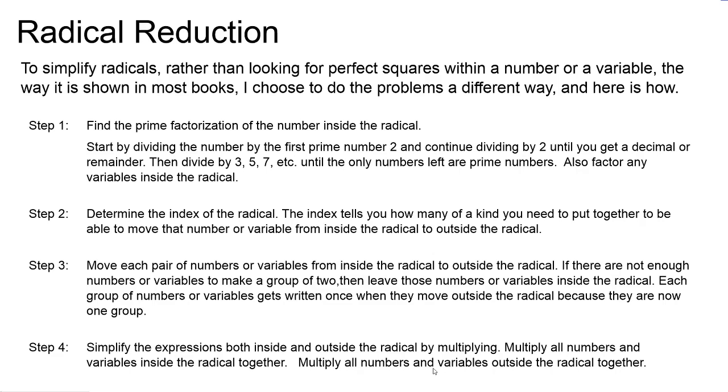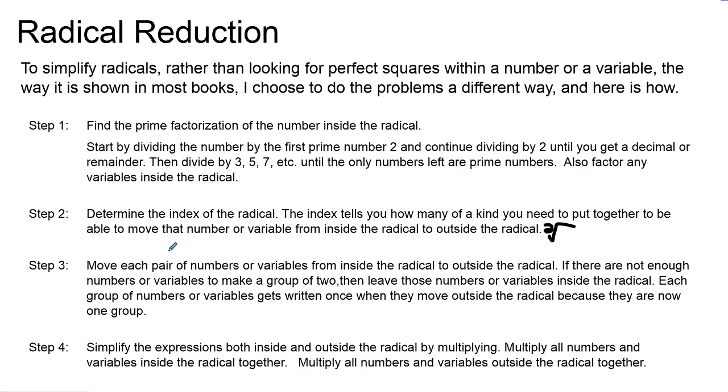Step 2. For our purposes, every single radical is going to be index 2. We're always going to be taking the square root while we're doing this, okay? So it's not too big of a step. You just need to confirm that you're working with a square root. What happens is that power of 2, that index of 2, tells you how many numbers of a single kind you need to put together to be able to move it outside of the radical. So for example, I would need 2 3s to be able to move those outside of the radical as a single 3.